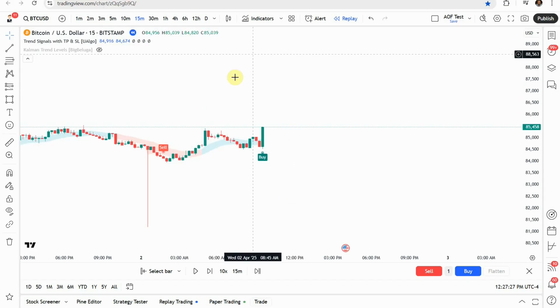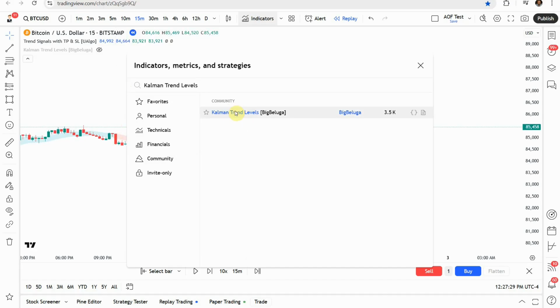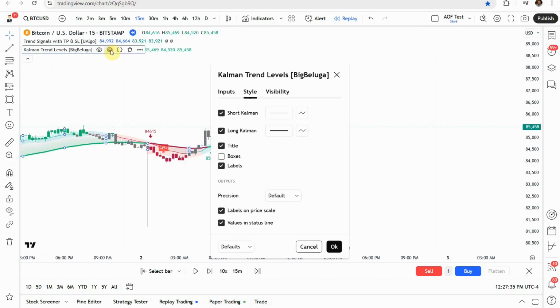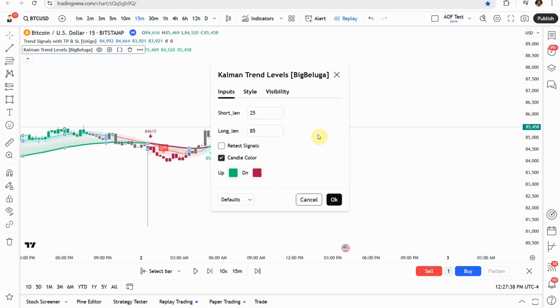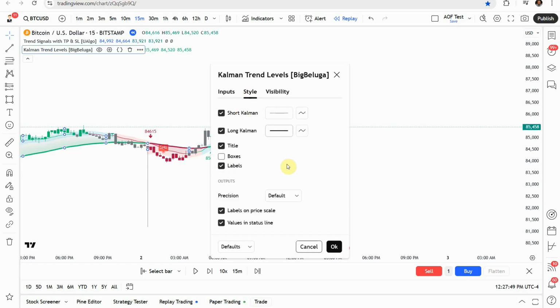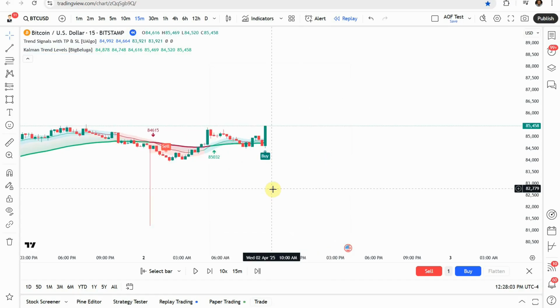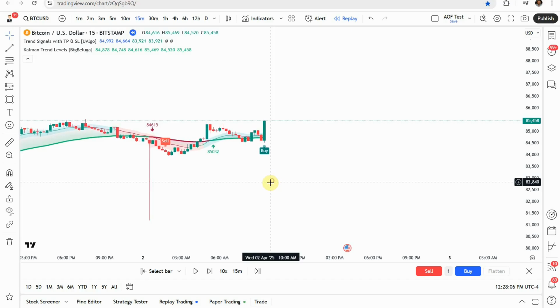The next indicator we will add to the screen is going to be the Coleman trend levels, this one right here. Go ahead and click on that one and add it to the screen. And again, we'll jump into the settings of this one. You'll want to make sure that the short length is 25 and the long length is 85. Make sure that these selections are checked like so, then jump into the styles, and you'll want to just uncheck the boxes right here, and if you want, you can bump up this line weight of the long Coleman right here. It's what they did in the source video, but it's not really necessary in my opinion, but nonetheless, that's what they did, so that's what I did, and go ahead and click OK.